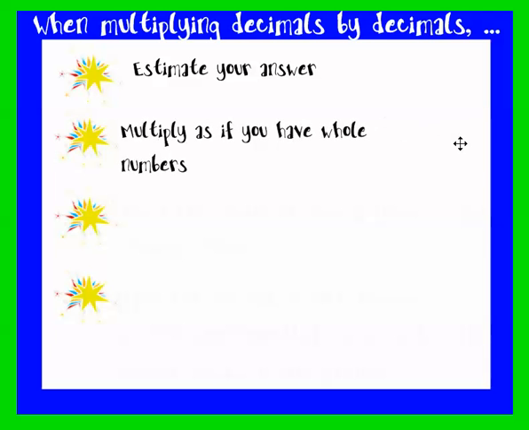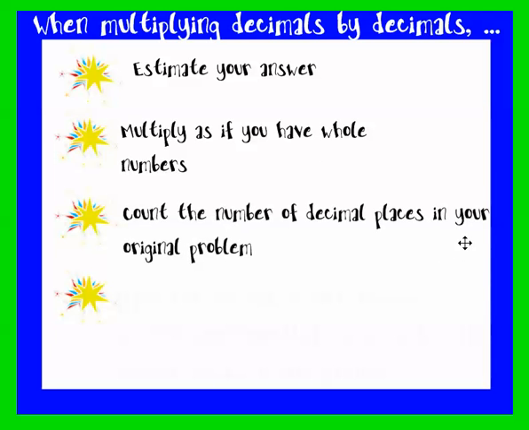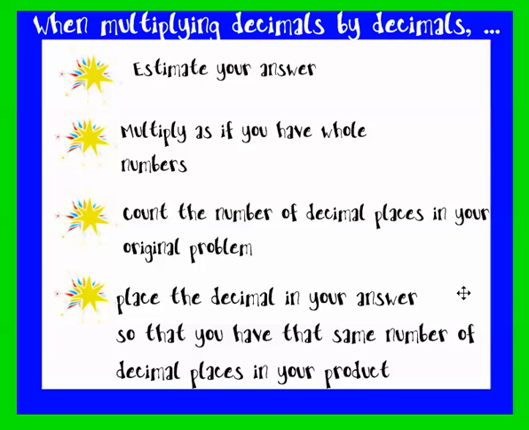We're going to treat the multiplication as if we were just multiplying whole numbers. We're then going to count the number of decimal places in our original problem. That means we're going to look at how many digits are to the right of the decimal in the numbers that we are multiplying. We're then going to use that number to place the decimal in our answer so that we have the same number of decimal places in the product.